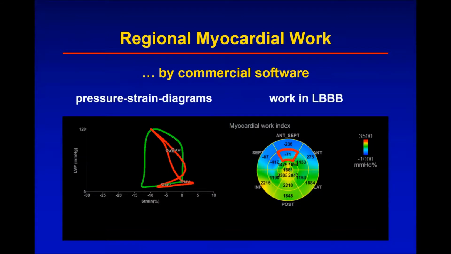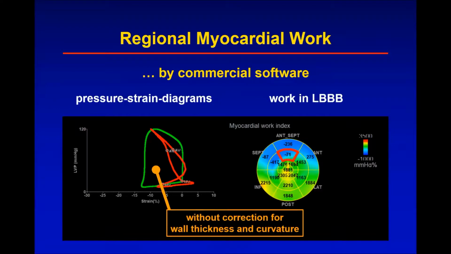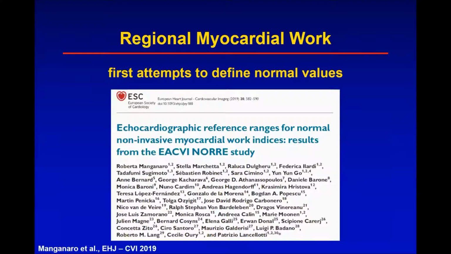And when we look at these loops that we can generate with the software, then we also see these typical patterns, but we have to keep in mind that they are not 100% correct. There are a lot of assumptions behind it, but still they work quite nicely. And there are also some attempts already that have been made to find normal values, which you can find in this publication from the Norway study.